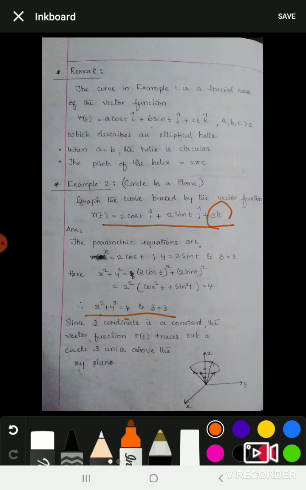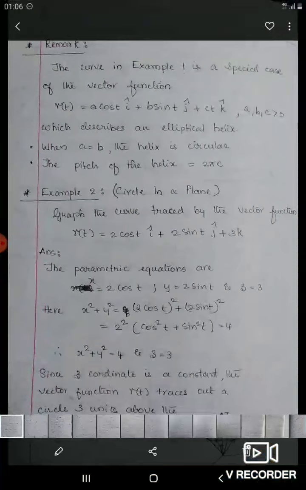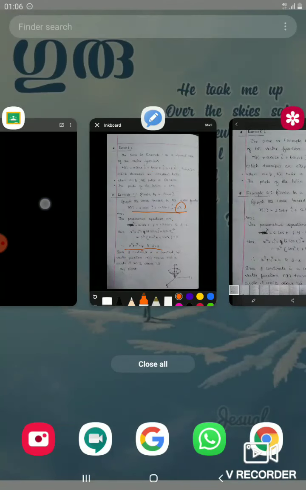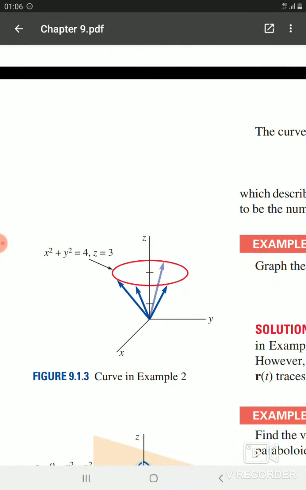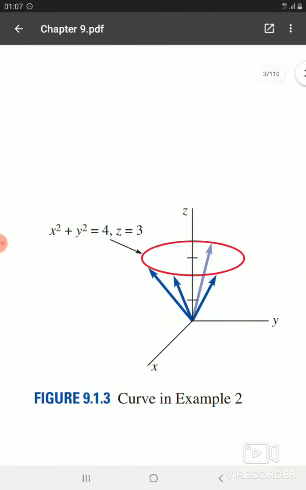If you want a clear figure, I can show you the textbook. You have this figure. Look at this figure. Here the motion of the arrowheads determines the curve, the red curve. Each arrowhead is a vector. As t varies, we will get more and more vectors. Then all the arrowheads will determine the circle.